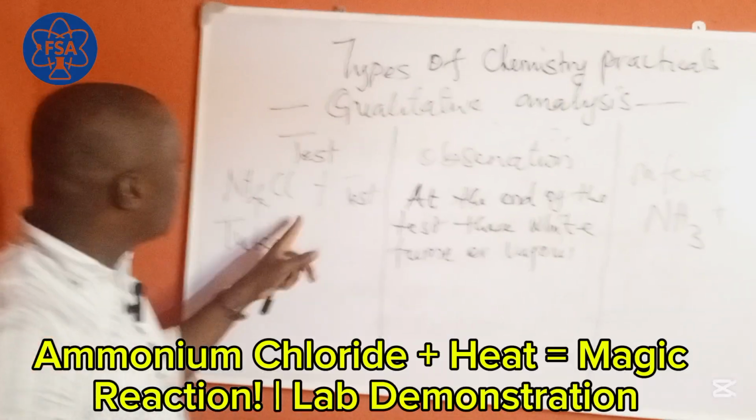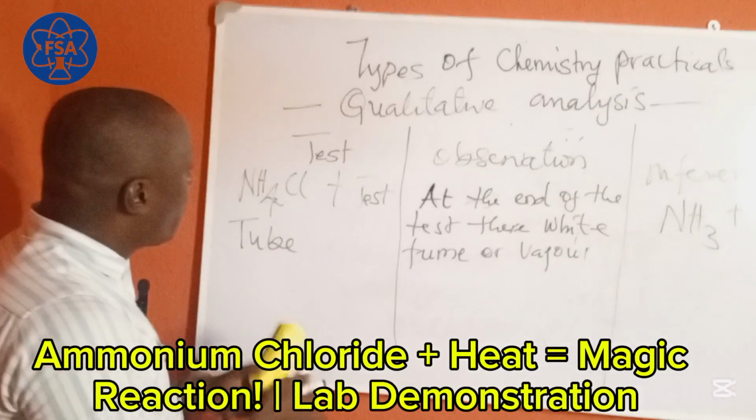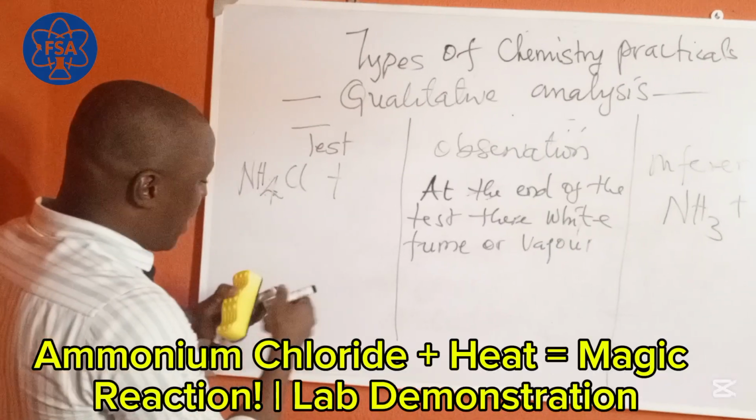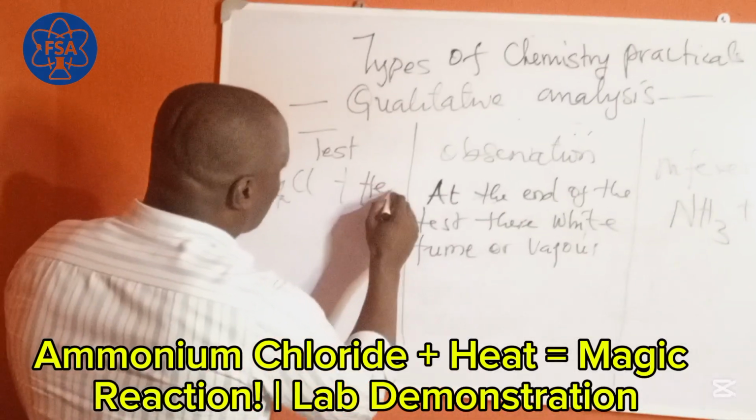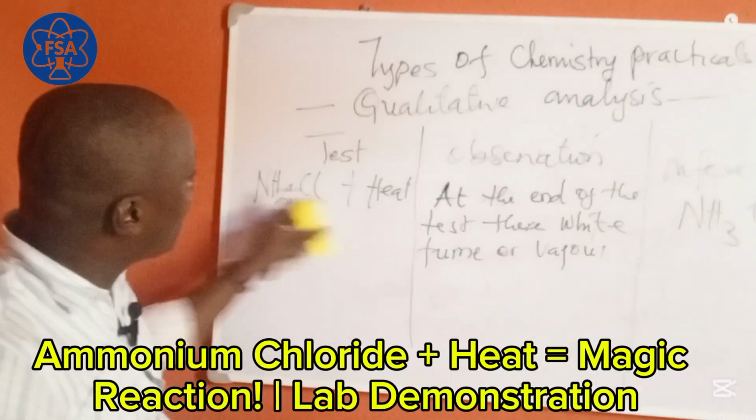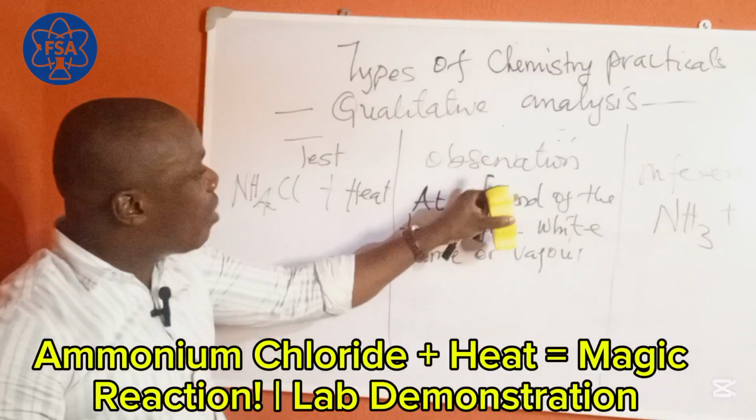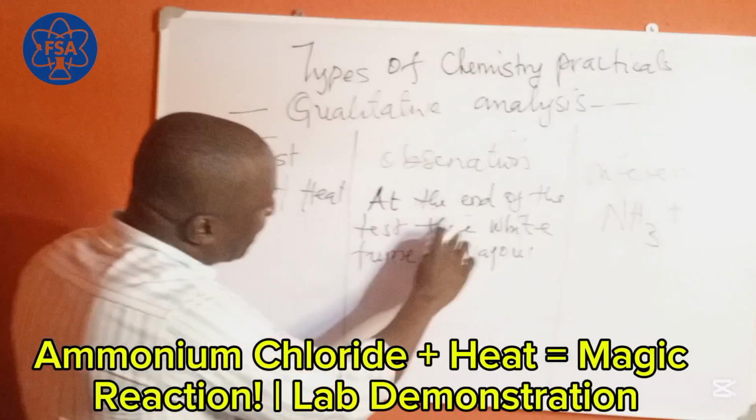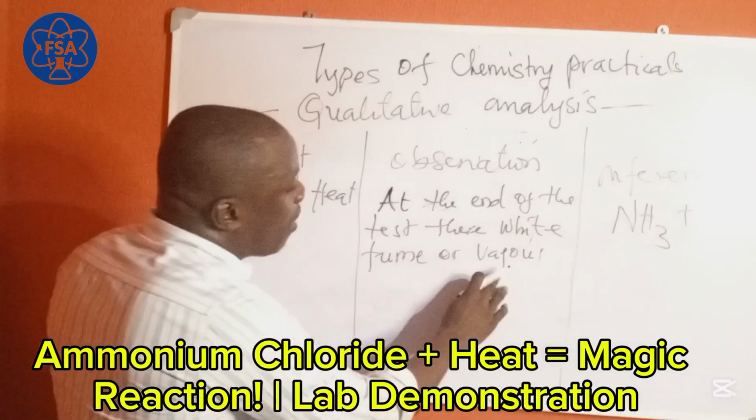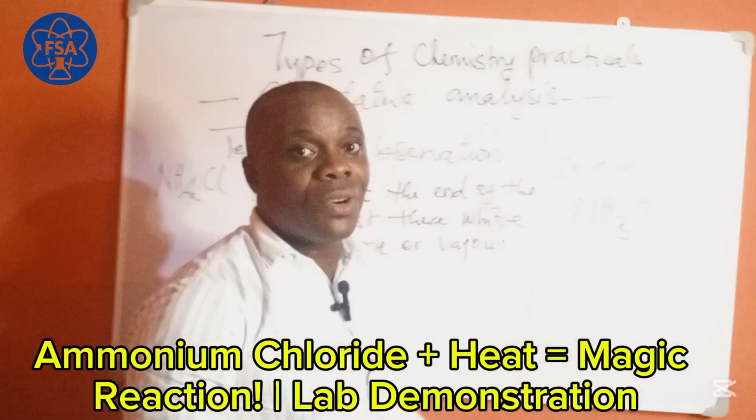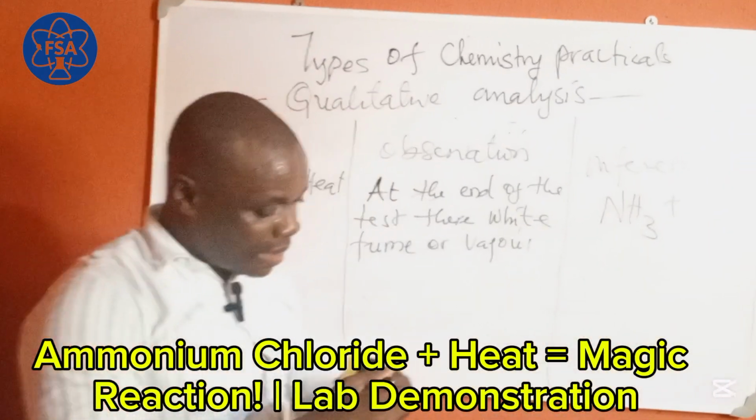At this point we were using heat. When you heat ammonium chloride, you observe that at the end of that part of the test tube, you see a white film or a white vapor, indicating the presence of ammonium ions.